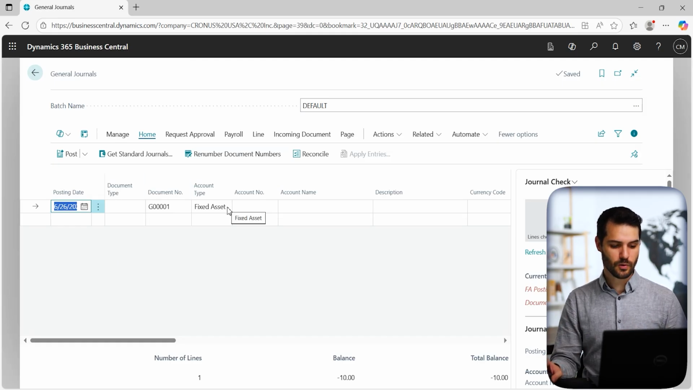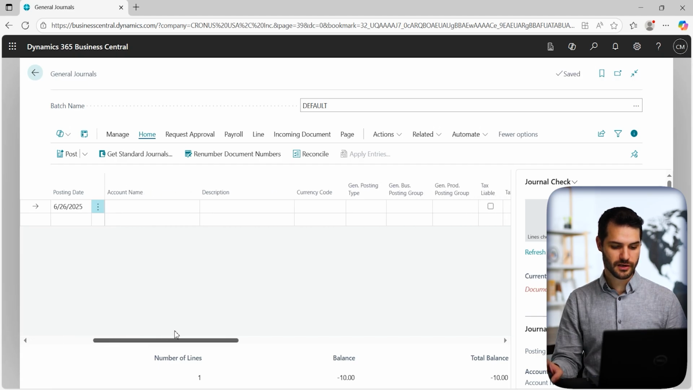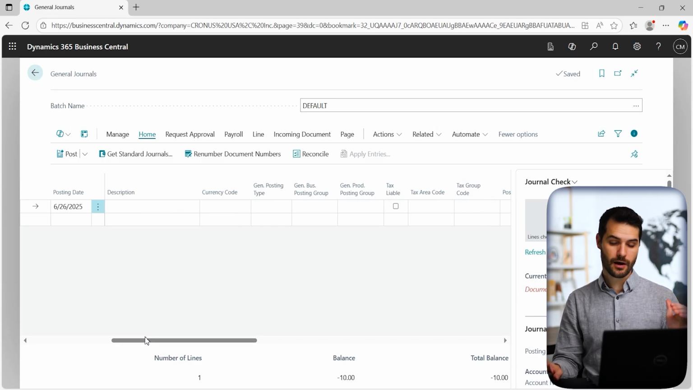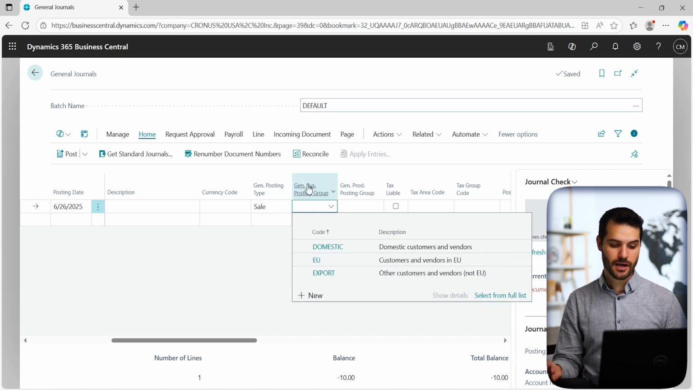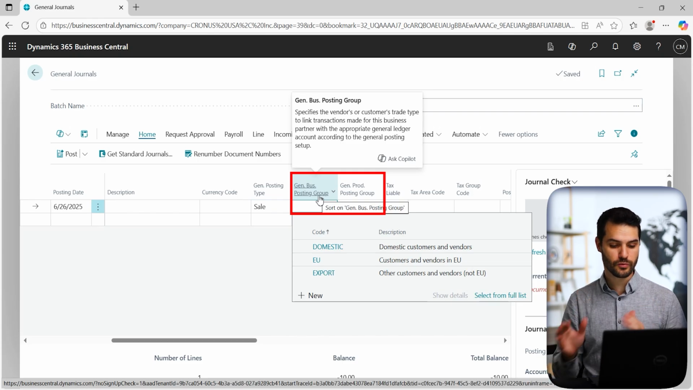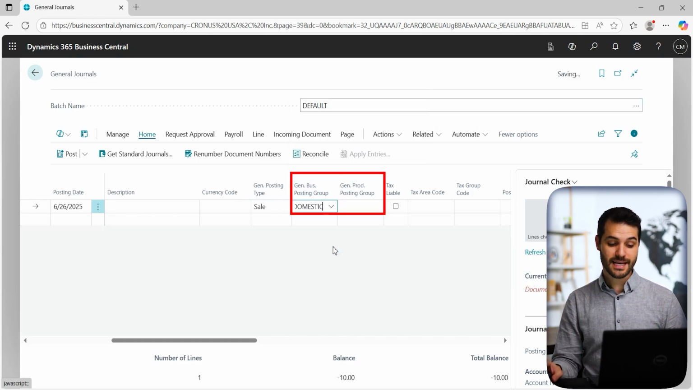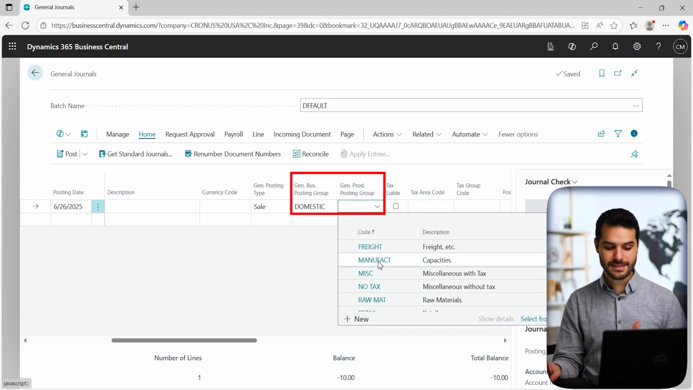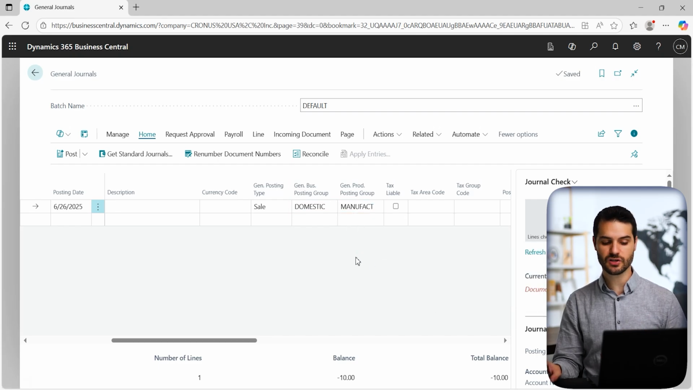So for example, we can come in and let's select a GL account. If I scroll over here, this is where we would come in, just like we're putting in journal entries. We say, okay, well, we want to hit a GL account, and we can come in here and say, okay, general posting type. In this case, this is going to be, let's say, a sale. And I can say, all right, the business posting group, which is going to be the who. Remember, in this case, it's domestic. And then for general product posting group, in this particular case, it's going to be relevant to manufacturing.